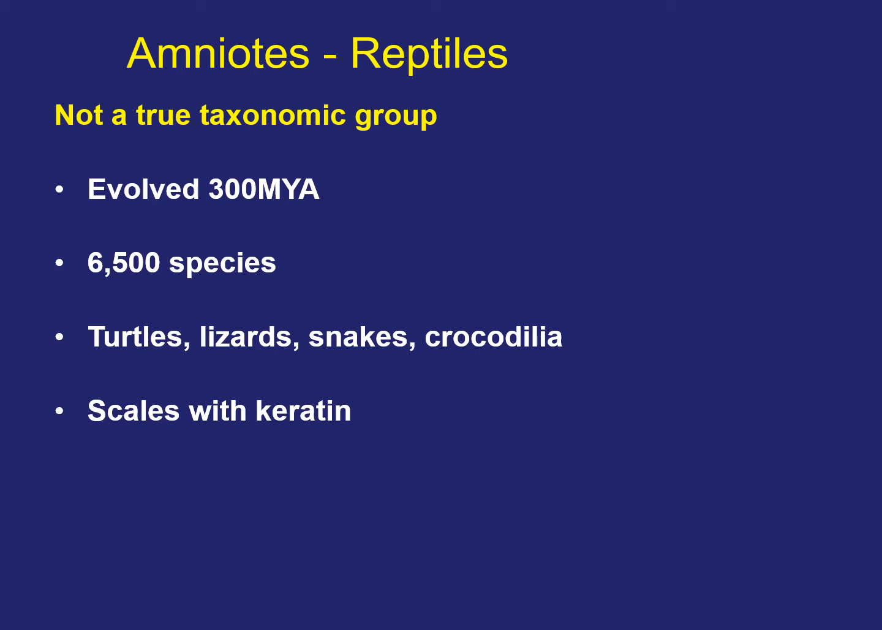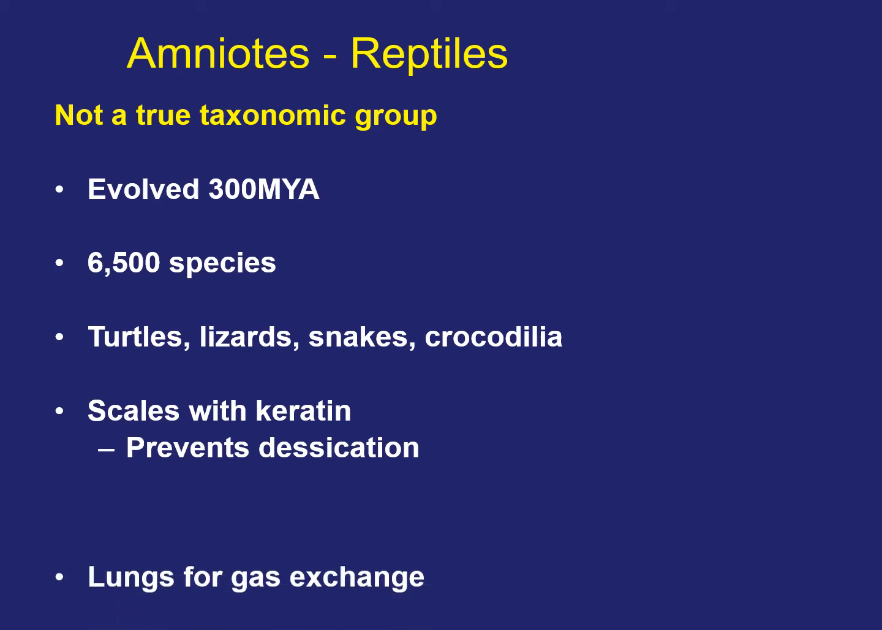They have scales that help protect them from desiccation. They protect them from drying out. And the scales are filled with a really tough protein known as keratin. Now that's interesting because our skin is filled with keratin. Our fingernails are made of keratin. Our hair is made of keratin.